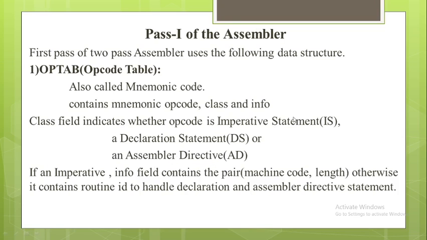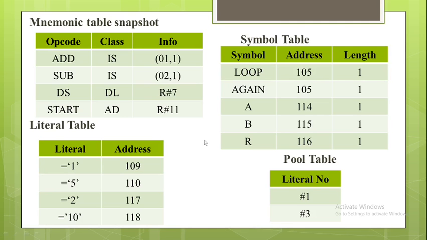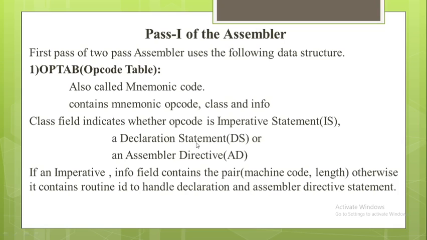If it is an imperative statement, then the class is mentioned as imperative statement. If the opcode is a declaration statement, then the class will be mentioned as DS. And if the opcode is an assembler directive, then it will mention the class as AD, that is assembler directive. If it is an imperative, the information field contains the pair machine code and length. Otherwise, it contains the routine ID to handle the declaration and assembler directive statement.